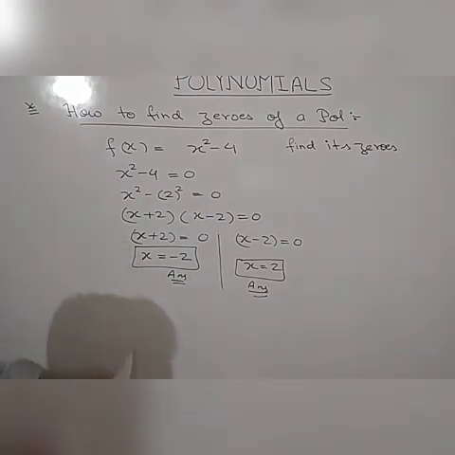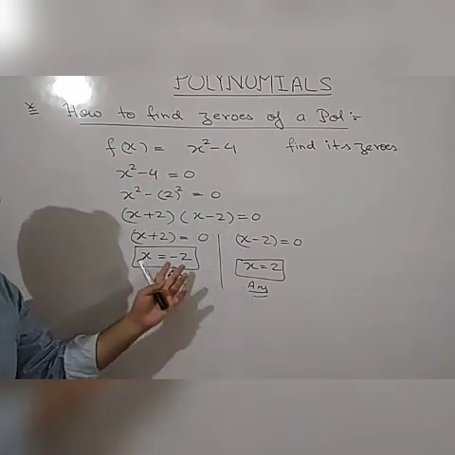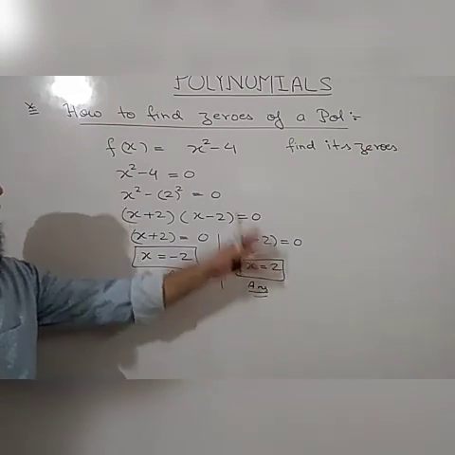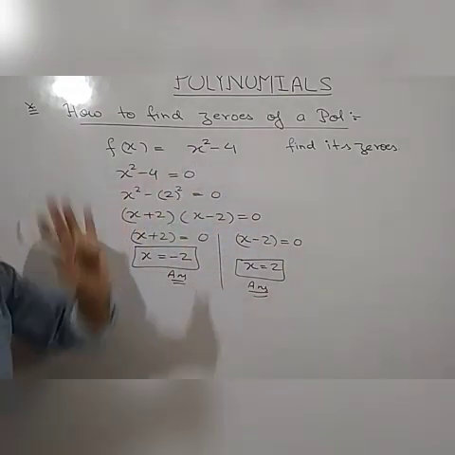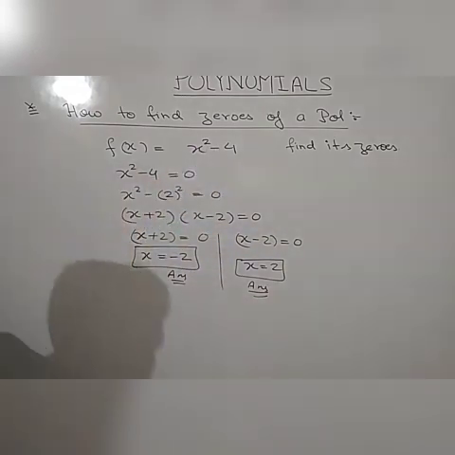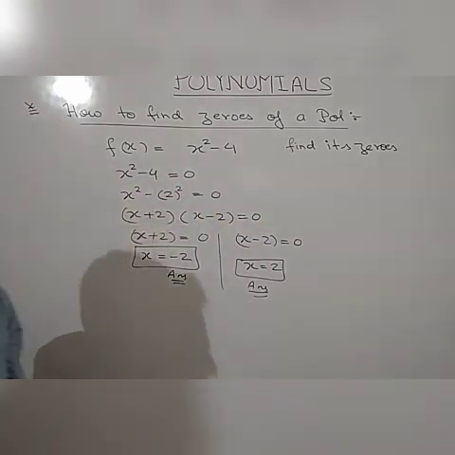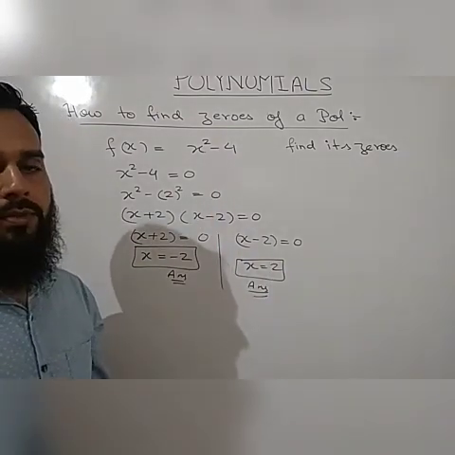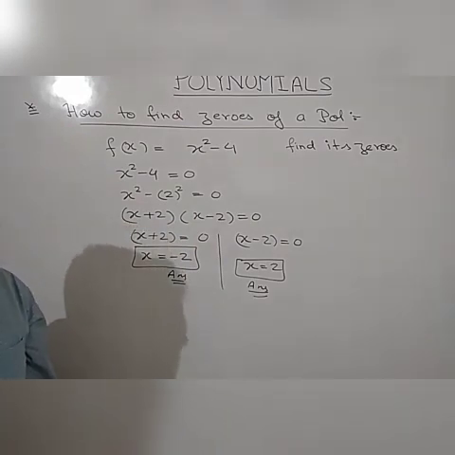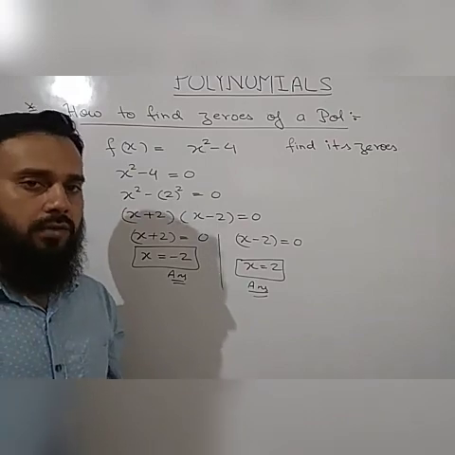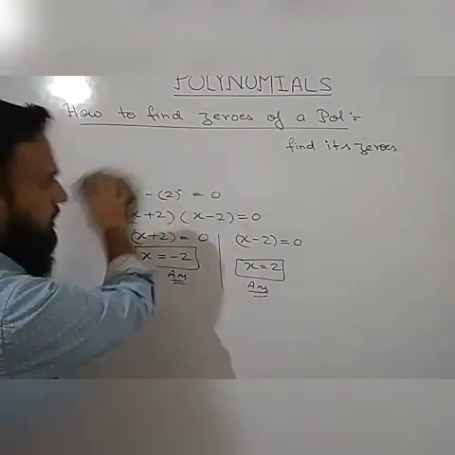And we know that the degree is 2, so the maximum number of zeros will be 2, and these are the two zeros. This polynomial cannot have more than 2 zeros. Understood? So in this way we can find the zeros of a polynomial. It is easier to find the zero of a linear polynomial, but in case of a quadratic polynomial, we will go by the method of factorization, which you have studied in your previous classes also. We will discuss factorization in this chapter too, but before that, we have to understand zeros and how to find them.